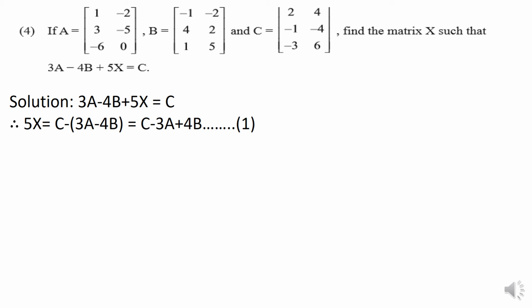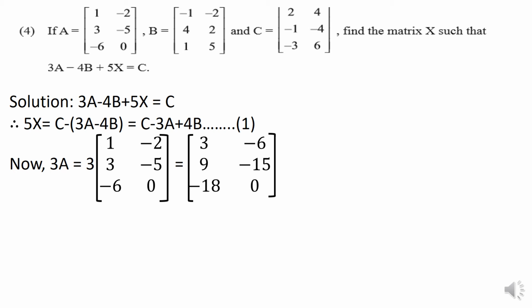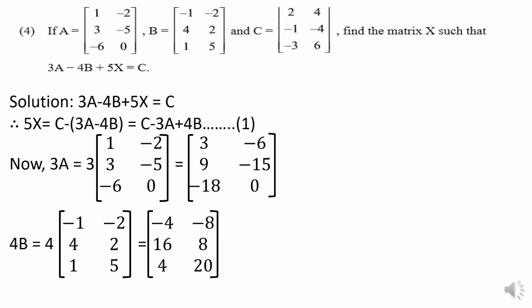Now C minus 3A plus 4B. That means we have to find first what is 3A. So 3A means, yes, multiplying 3 to A. And thus we get the answer after multiplying 3 to the matrix A. Then we find 4B by multiplying 4 with B.